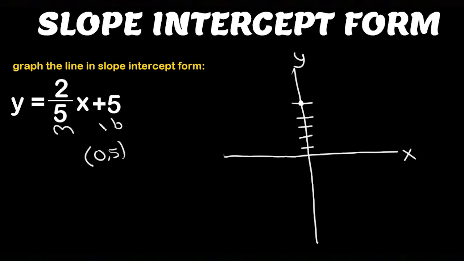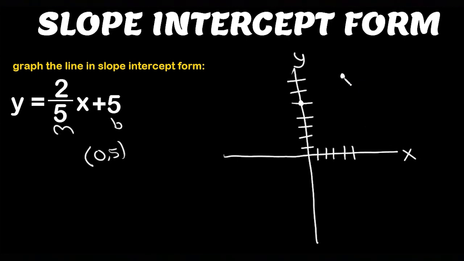What is it? It's 2 over 5. Remember, rise over run. So that means starting at this point that I made, I'm going to go up 2, 1, 2, and then it's a positive 5 for my run, meaning I'm going to be going to the right. So 1, 2, 3, 4, and 5. And let's go ahead and make that point right here.